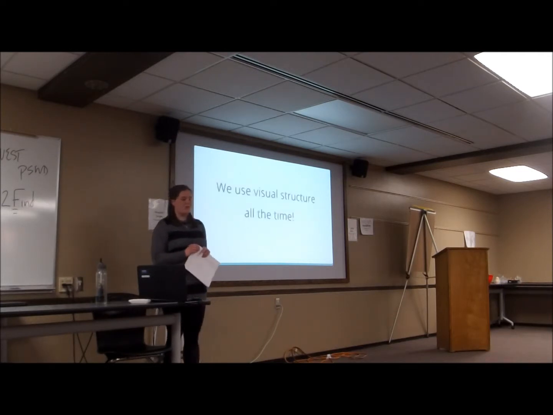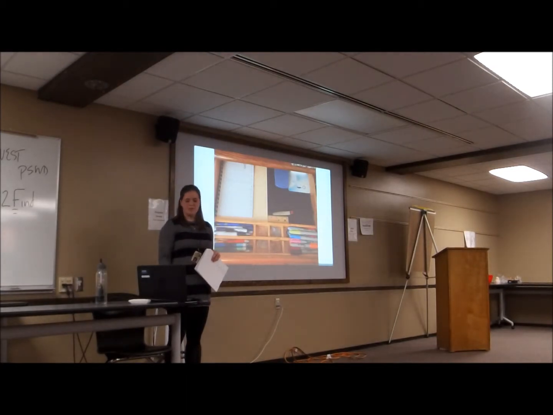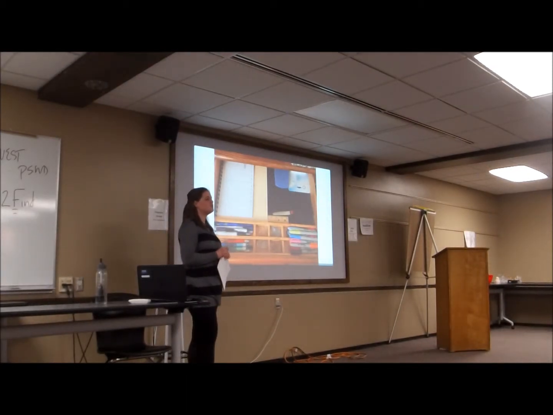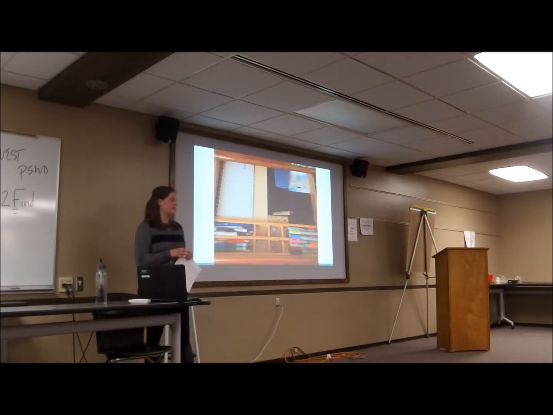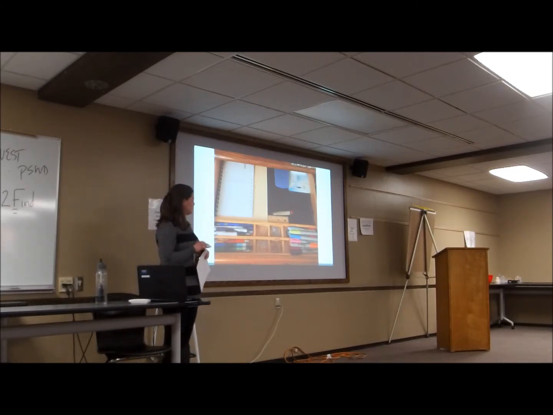We use visual structure all the time, and that includes our children, our neurotypical children, as well as adults. So here's just a couple of examples of how we use visual structure. Here's an example of visual organization. Anyone could go into this desk drawer and pretty easily find whatever they're looking for, whereas if everything was just kind of thrown in, it would be a lot more difficult to find what you're looking for.